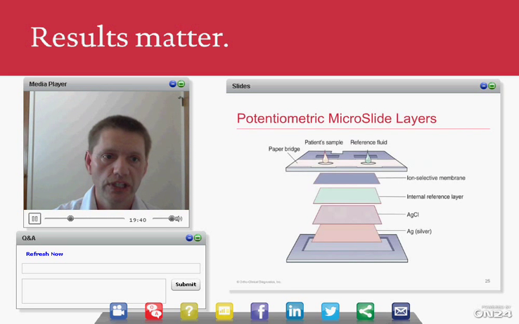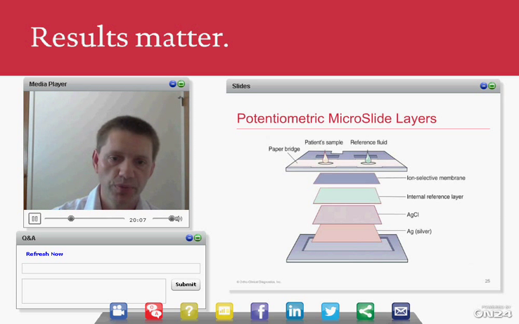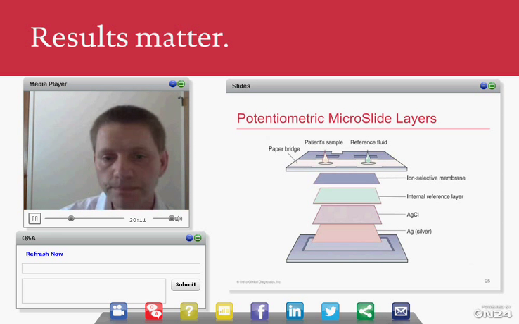So here's a general layout of how the potentiometric microslide is set up. You've got a patient sample and a reference fluid, and then you've got a variety of layers, including an ion selective membrane layer, a reference layer, a silver chloride layer, and a silver layer, and then a paper bridge at the top where the samples are applied.